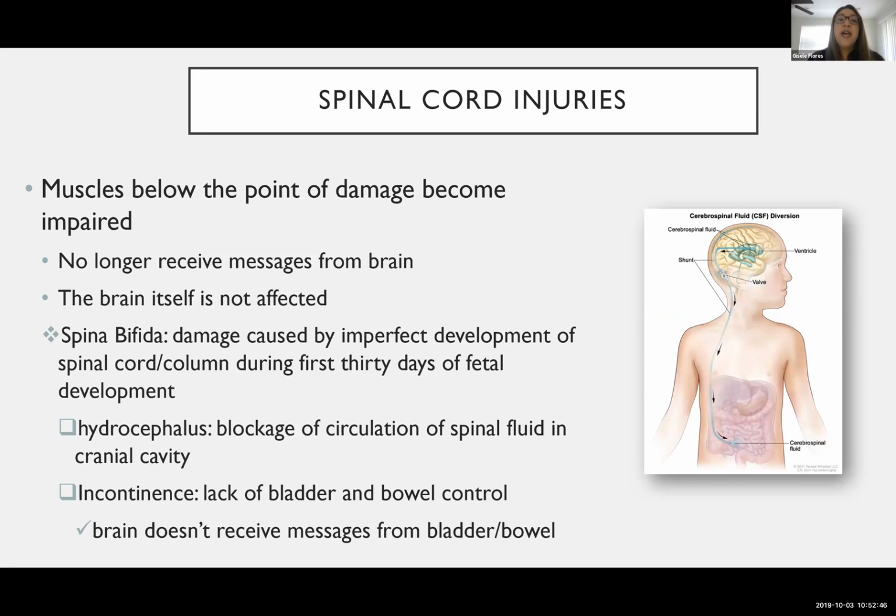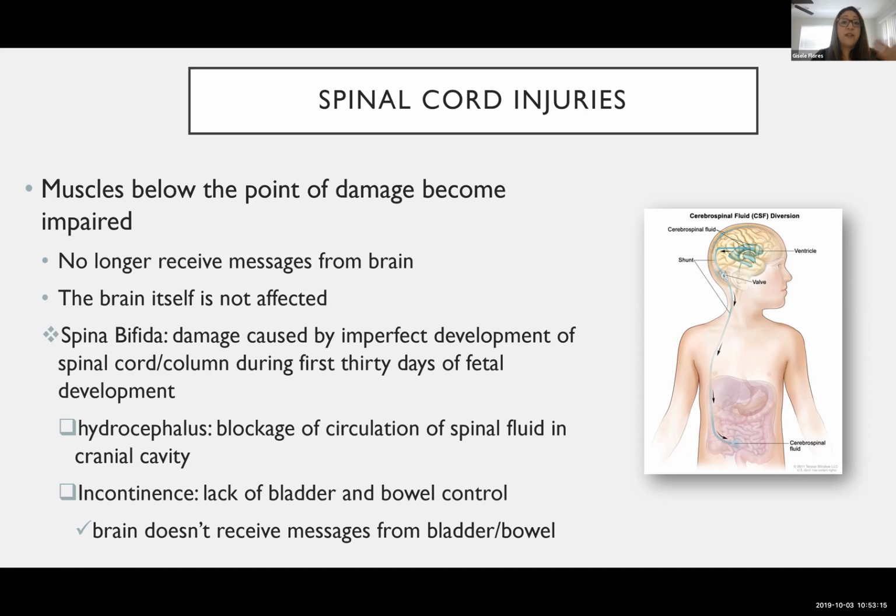We know that if a child or anyone gets injured in the spinal cord, it's going to affect any messages sent to anything below the point of injury. So we know the brain sends messages through the spinal cord. So let's say the injury is in the middle of the spinal cord. Anything below the middle of the spinal cord isn't going to receive messages from the brain anymore.